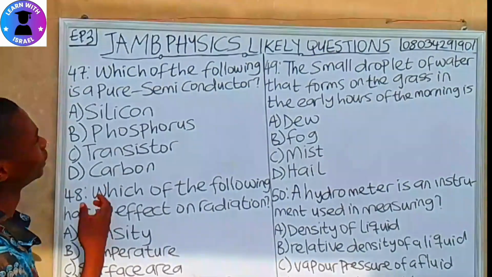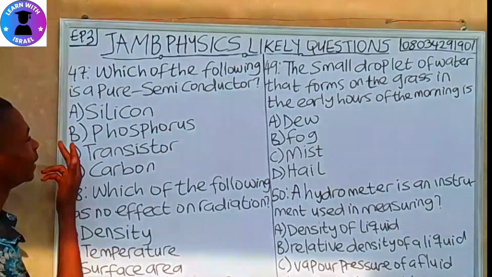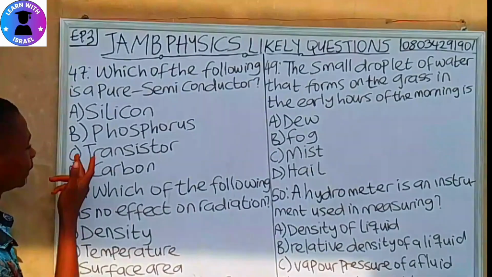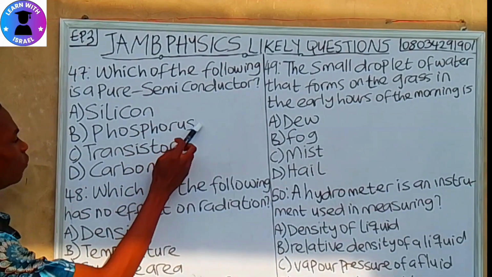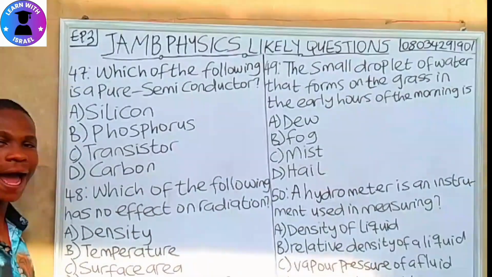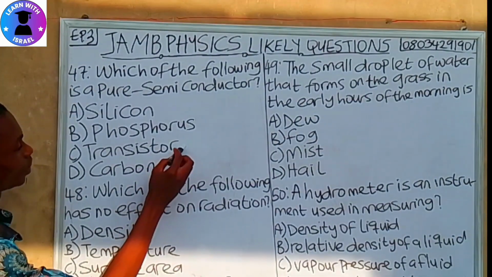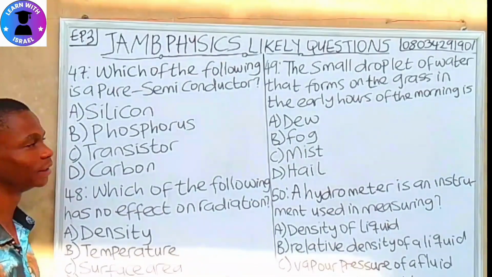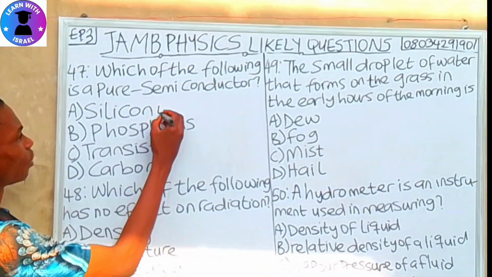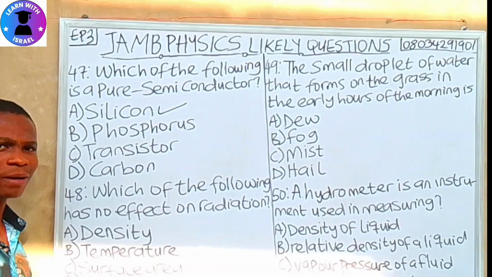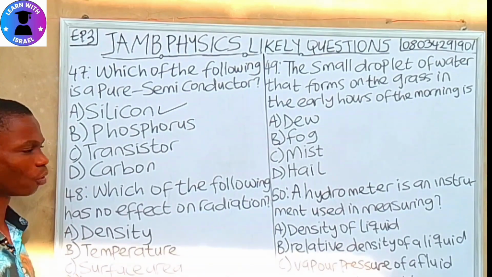Question 47. Which of the following is a pure semiconductor? A. Silicon, B. Phosphorus, C. Transistor, D. Carbon. So silicon, phosphorus, and carbon, they are elements. They are in the first 20 elements, but transistor is not an element. The one that is a pure semiconductor is silicon. Silicon and germanium are elements, and both are pure semiconductors.